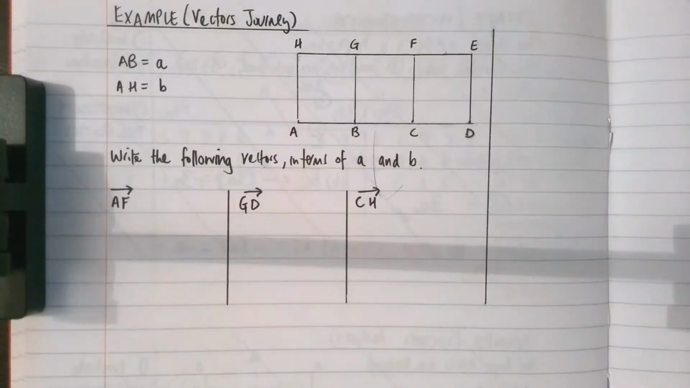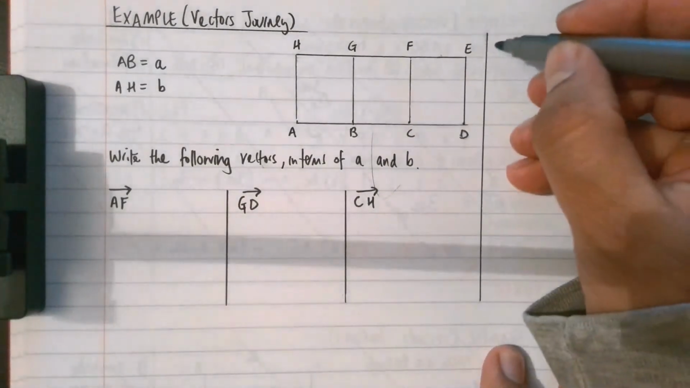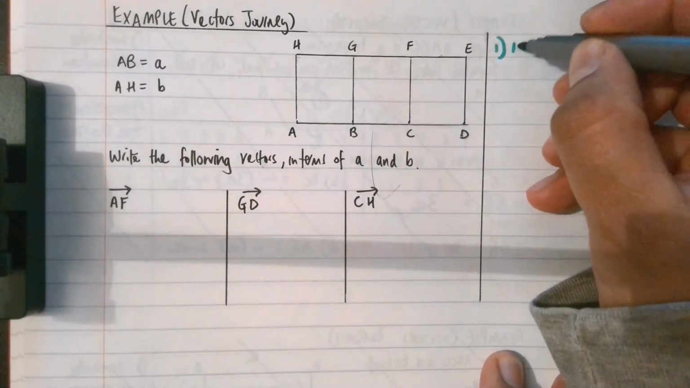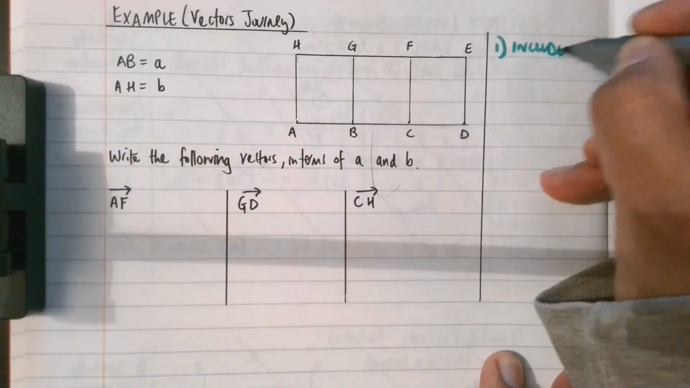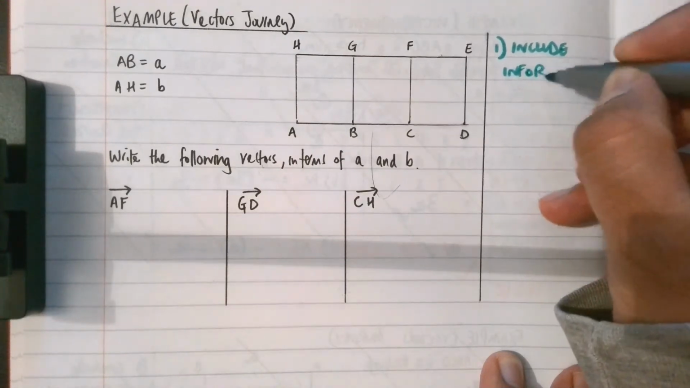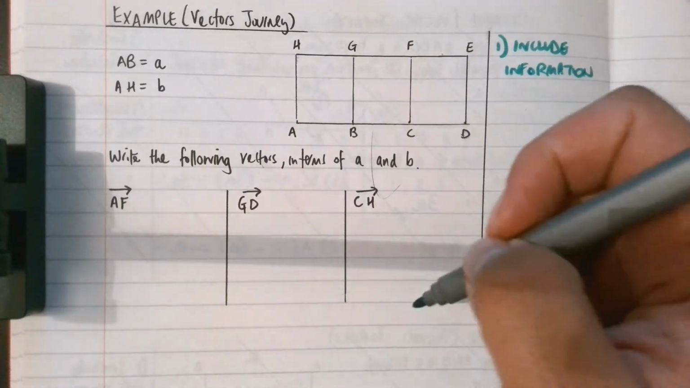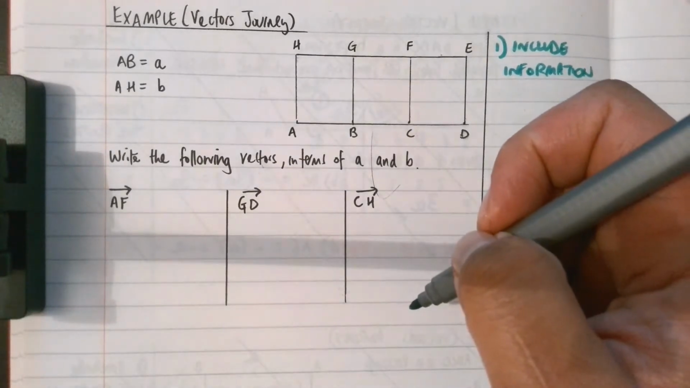Now this time we're looking at vectors again. We'll look at the type of vectors that I like to call the journey type vectors, where we're going from one place to another, or one point to another. So we've got a diagram, we've got some information about what the routes are, so we're going to include the information on our diagram. It tells us the vector a is going from A to B and vector b is going from A to H.